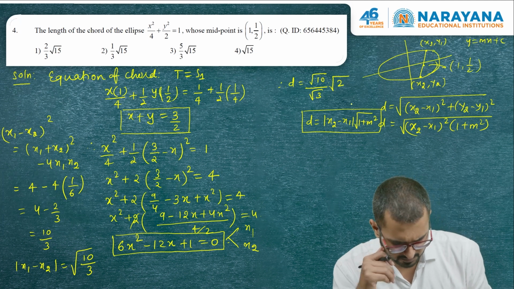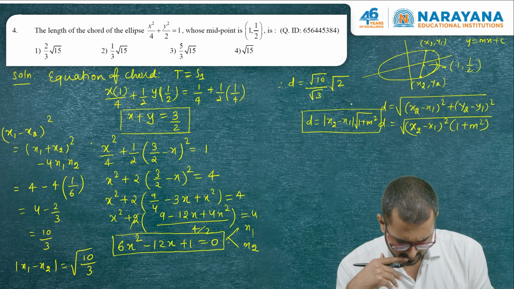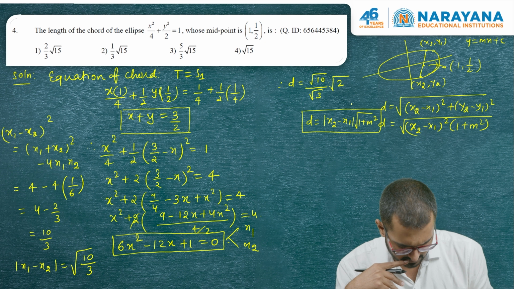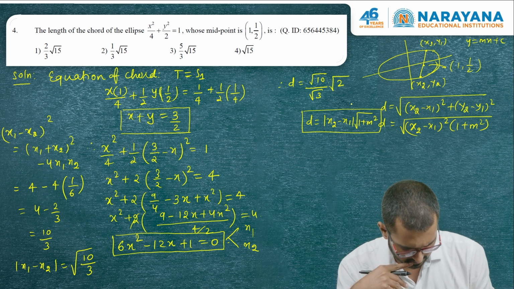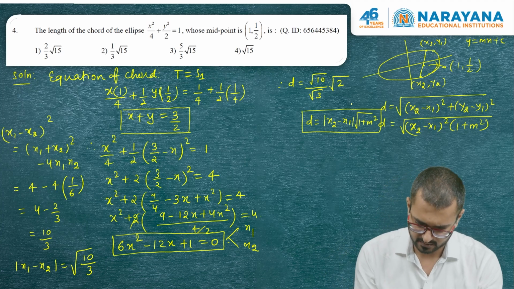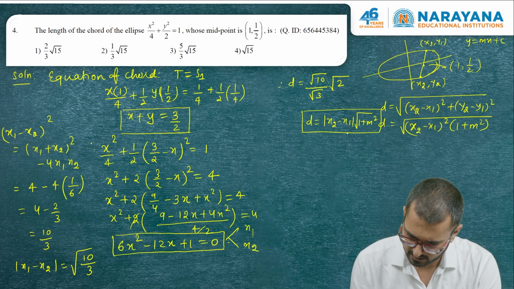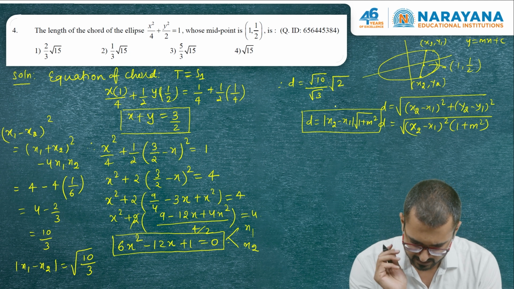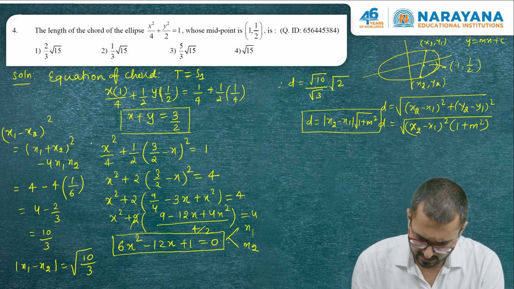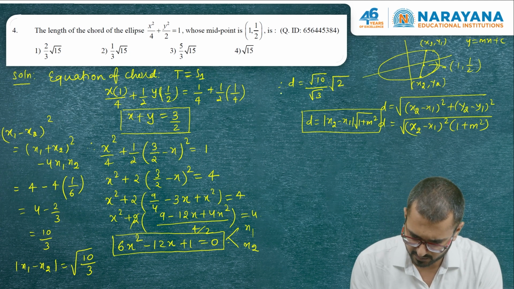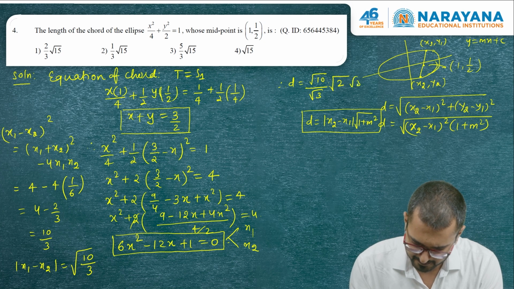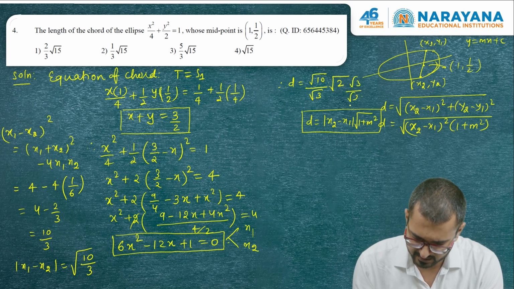This doesn't match with any of the options. Okay, wait, let's see. This is fine. 20 by 3 means 10 by 3 is fine. Root 10 by 3 is fine. This is root 10 by 3 into root 2. Root of 1 plus m square is again root 2. We'll have to simplify it further in the form of 3. So we'll multiply by 3 because all the options are given in this form. So we'll have 3 here. So let us see now what we get.